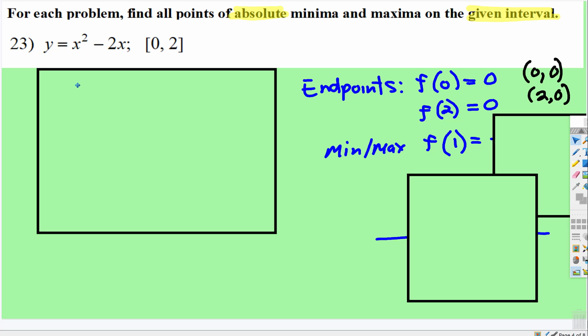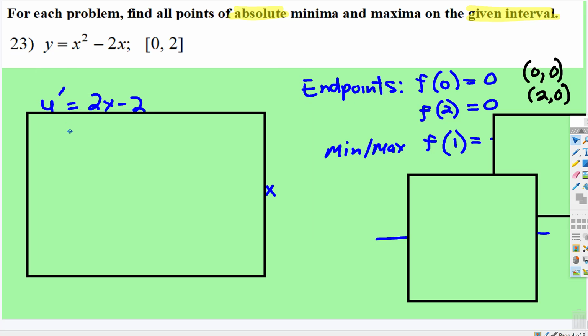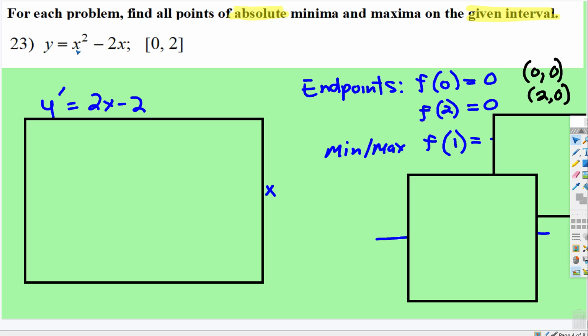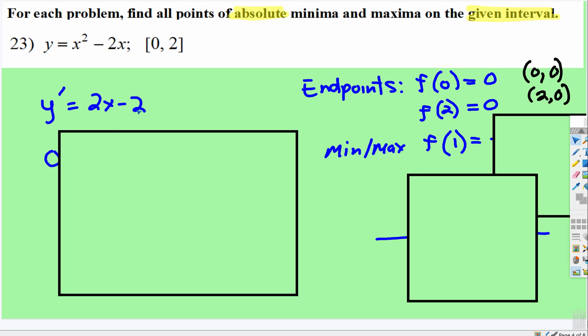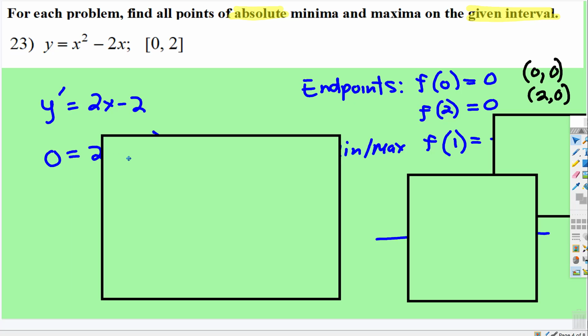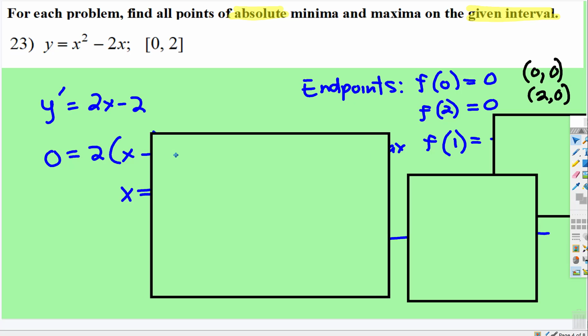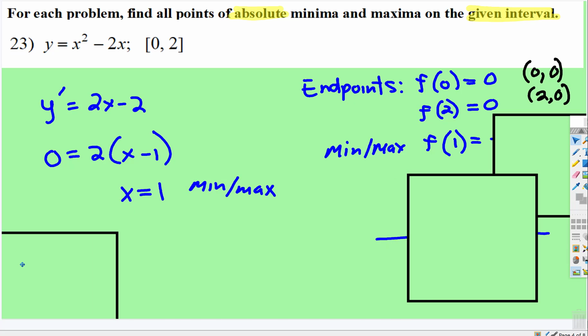All right. Now for the mins and maxes. So we find the derivative. The derivative of x squared is 2x. Subtract the derivative of 2x, which is 2. And then we set the derivative equal to 0. And when we do, these two have a 2 in common, so I'm going to factor out a 2, leaving x subtract 1. So our min and max possible value is where x is equal to 1.